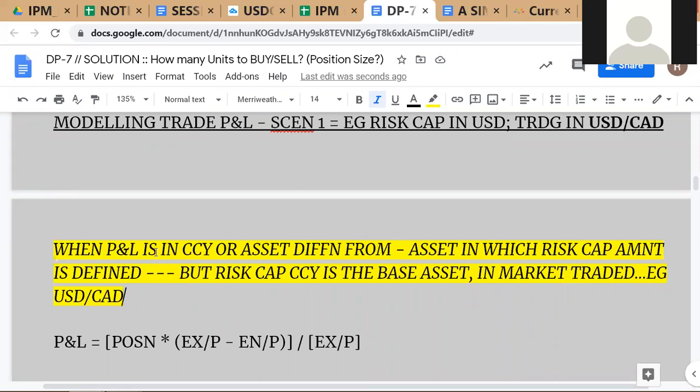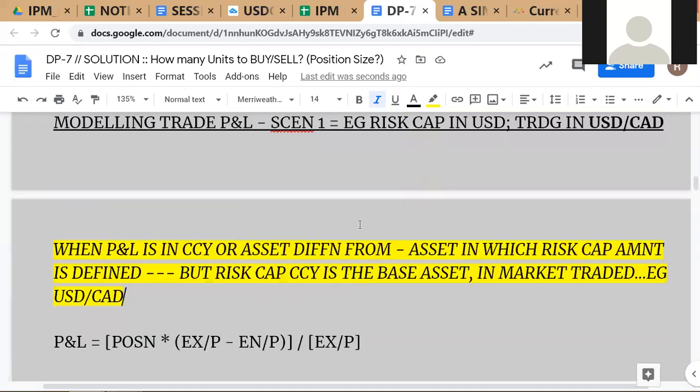So what are we saying? Three things. P&L is in a currency different from the risk cap currency, because P&L is in Canadian dollars, CAD, because the terms asset is CAD. So in this market, when you trade, the P&L is in CAD, which is different from the risk cap currency, US dollars. But the risk cap currency is the base asset in the market traded, which is true here: US dollars is the base asset in dollar Canada. Everyone clear so far? The English looks confusing, but that's all we're saying. That's how we characterize the first scenario.